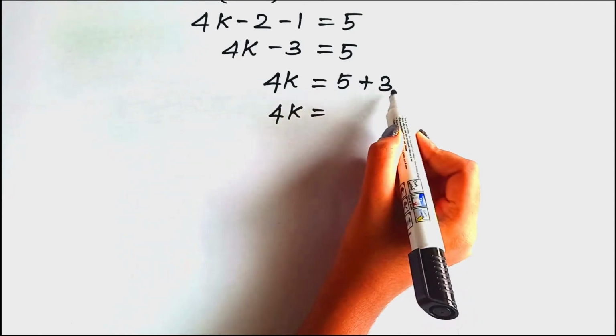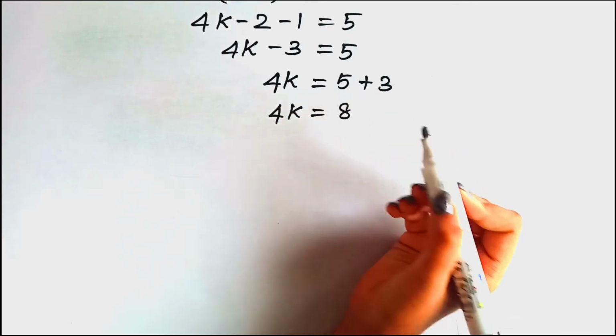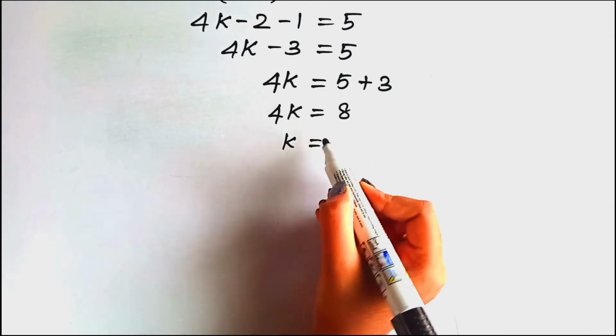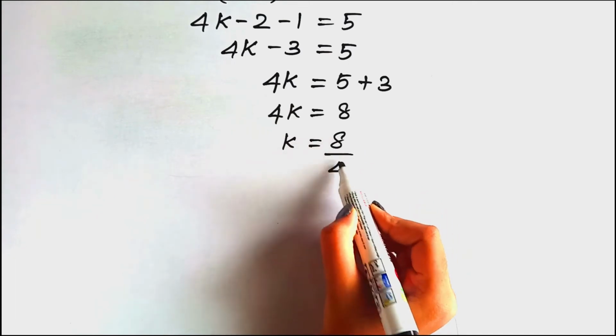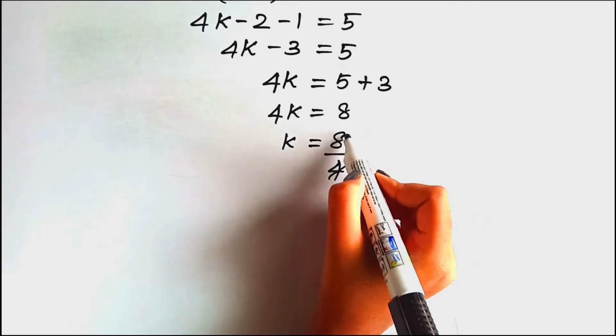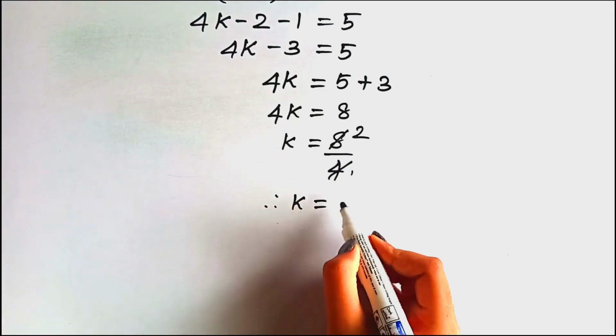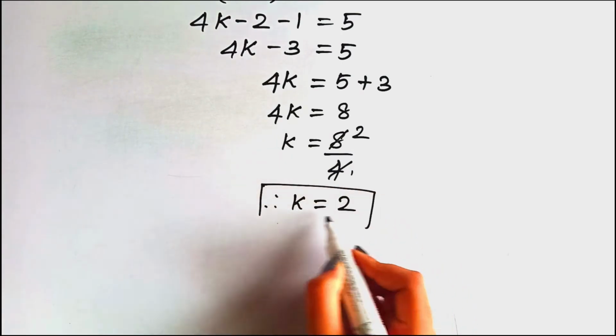5 plus 3, we'll get an answer 8. And then we are going to take this 4 to the right hand side. We'll get 8 divided by 4. Now let's cancel it. 4 ones are 4 and 4 twos are 8, and therefore we got an answer. k is equal to 2.